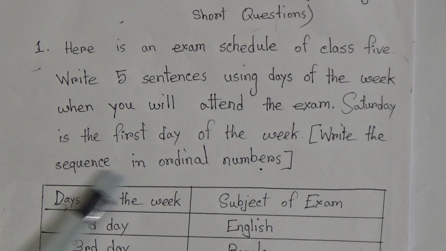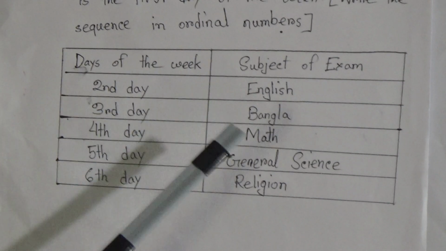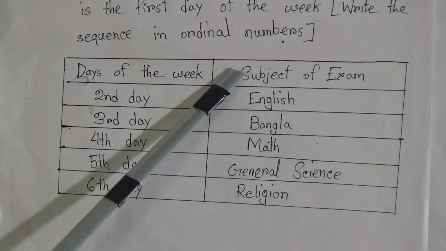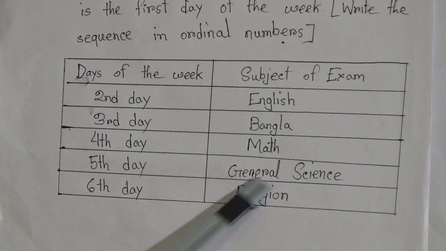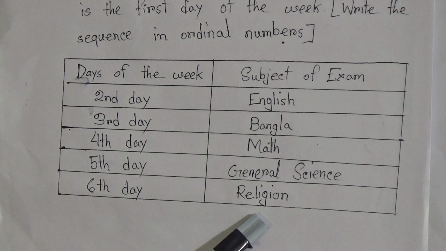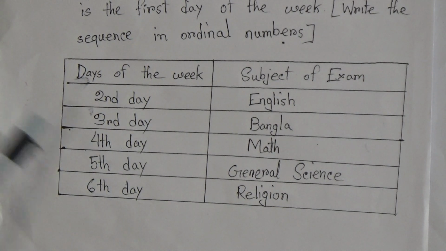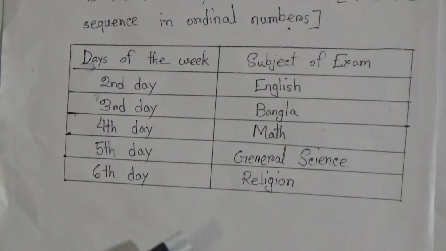Saturday is the first day of the week. Write the sequence in ordinal numbers. Okay, so days of the week: second day, third day, fourth day, fifth day, sixth day, and subject of the exam: English, Bangla, Math, General Science, and Religion. So dear students, we have to answer this question with 5 sentences, writing the sequence of attending the exam.